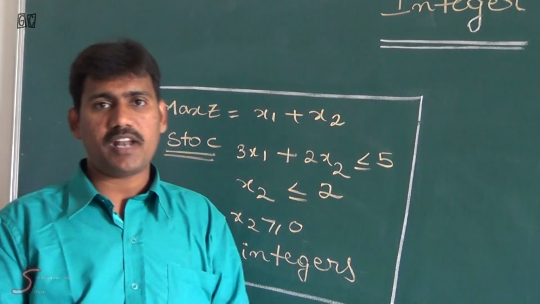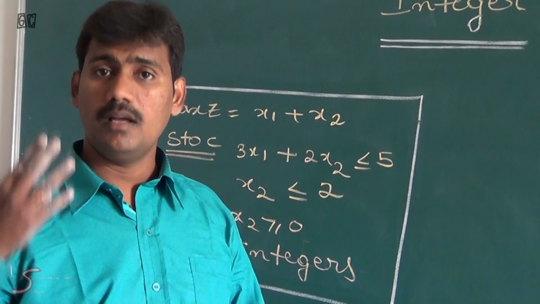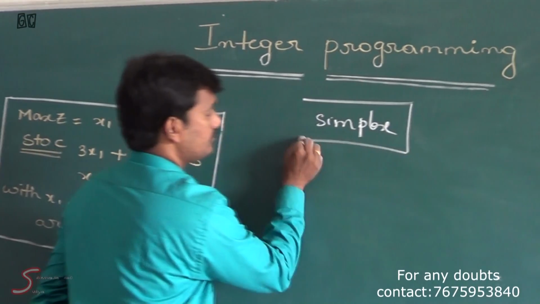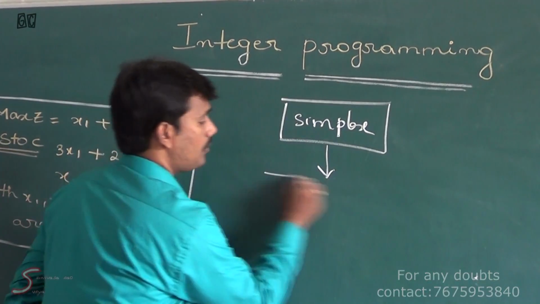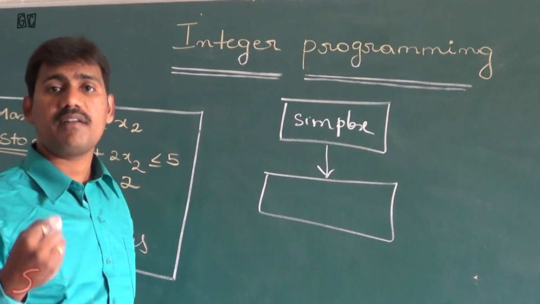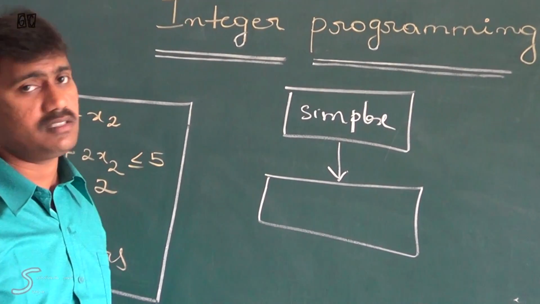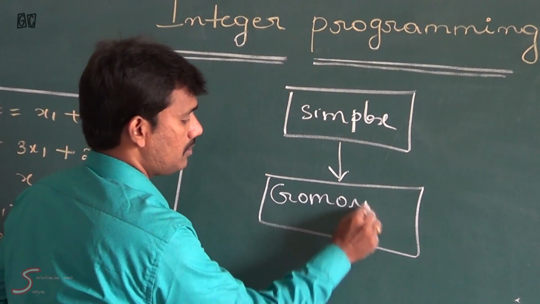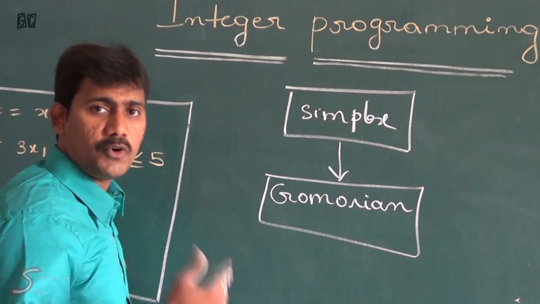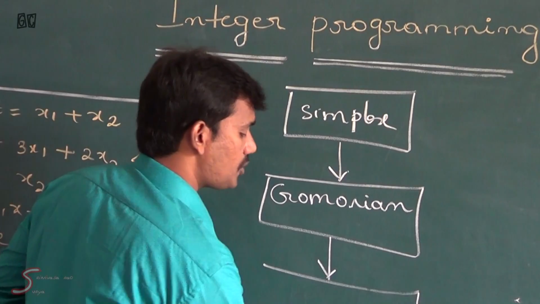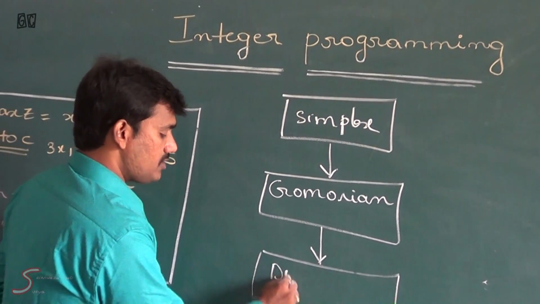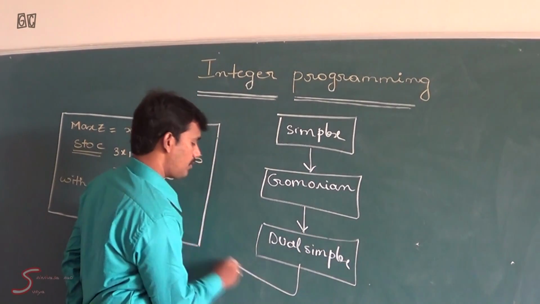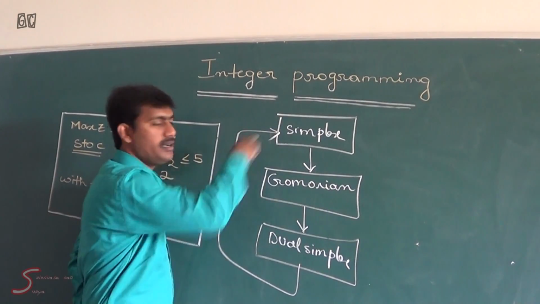So for this integer programming, we have to follow three major methods. The first method is the simplex method. First we have to apply the simplex method. After that, we have to check whether x1 and x2 are integers or not. If x1 and x2 are integers, then the solution is optimum. Otherwise, we have to introduce the Gomory method. After applying the Gomory method, if we get some negatives, again we have to apply the dual simplex method. After this, again we have to apply the simplex method, and the process continues.